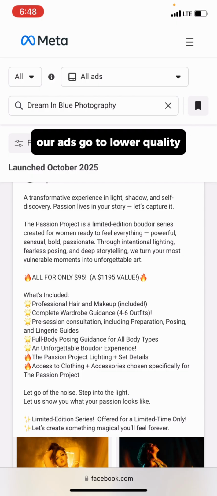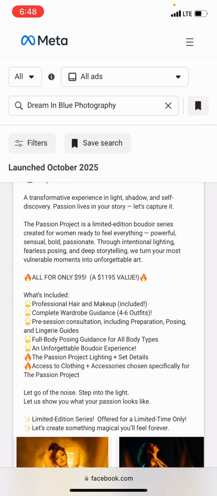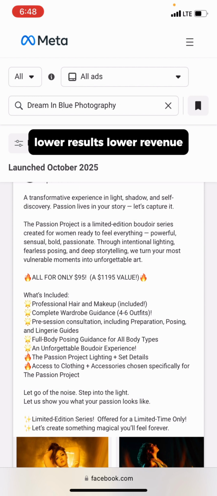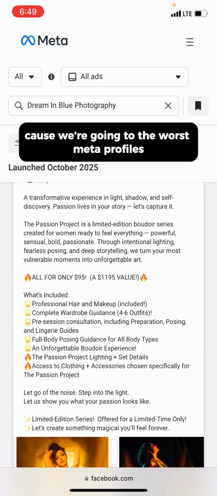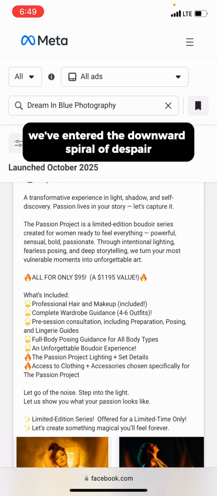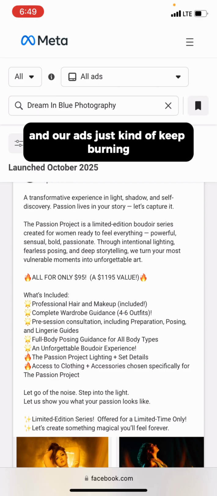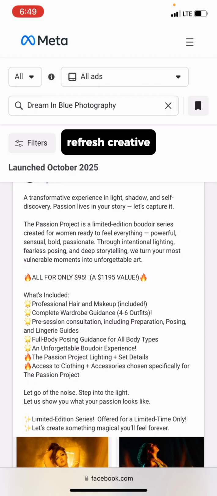Our ads go to lower quality, aka lower converting, meta profiles for tranche 2. And what we experience is the same ad spend, lower results, lower revenue, less qualified prospects, because we're going to the worst meta profiles. We've entered the downward spiral of despair. And our ads just keep churning and burning down, slowing down for tranche 3, and it continues on till the ad burns out, the ad dies out. Refresh creative.